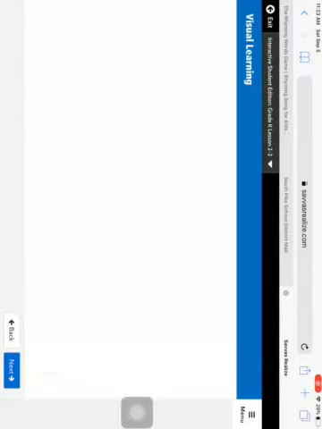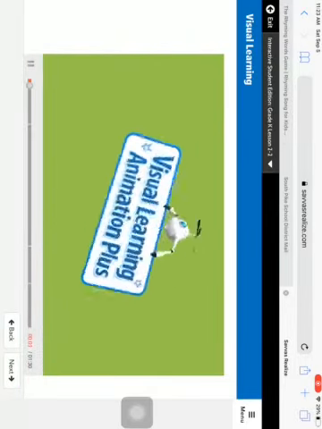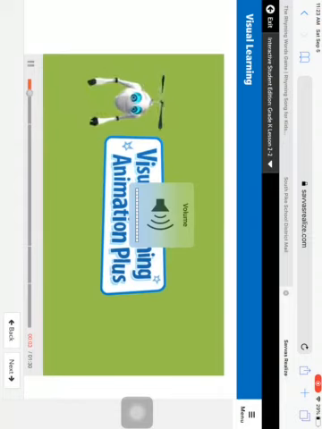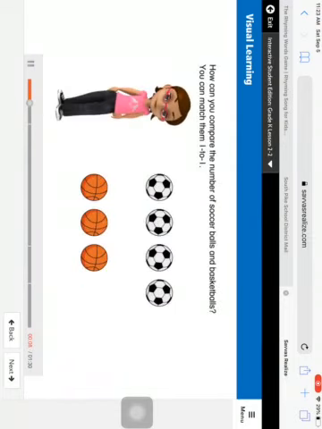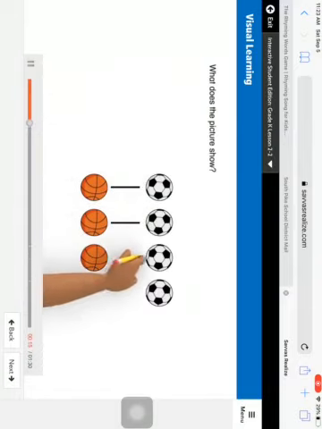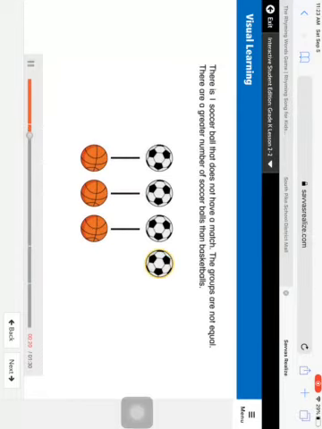Let's do our visual learning video. How can you compare the number of soccer balls and basketballs? You can match them 1 to 1. What does the picture show? There is 1 soccer ball that does not have a match. The groups are not equal. There are a greater number of soccer balls than basketballs.